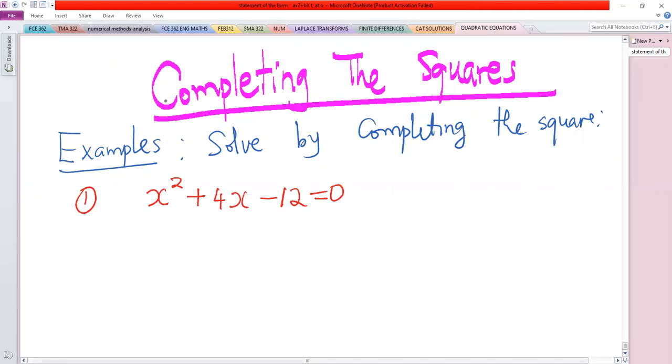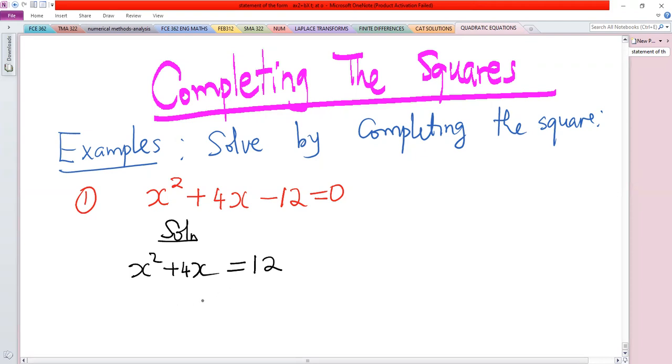So solve by completing the square. So solution. The first thing is to ensure that terms with variable are on the left-hand side, constant term is on the right-hand side. So we write x squared plus 4x equals to positive 12. And then since already the coefficient of x squared is 1, that step has already been done.